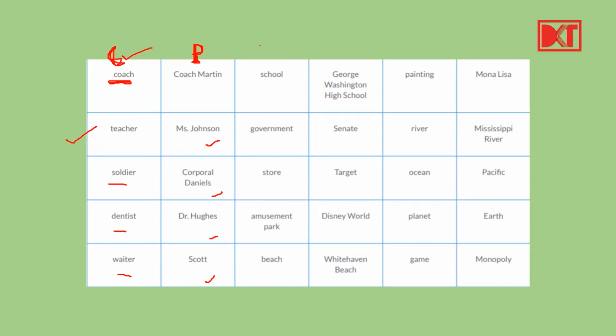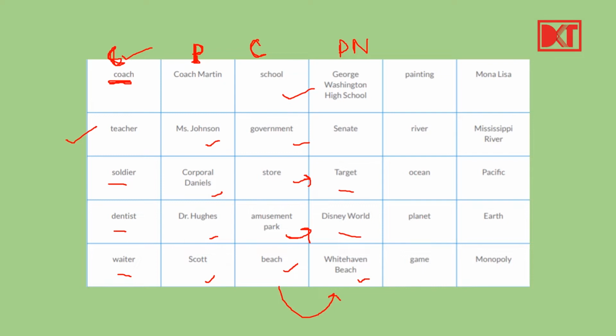And again here we have common nouns of places like school, government, store, amusement park, beach. But when you're referring to a specific beach, this becomes Whitehaven Beach. When we talk about an amusement park specifically, it's Disney World. Then a store specifically like Target or any other store. Similarly, these are proper nouns. Why? Because we're talking about the place specifically.